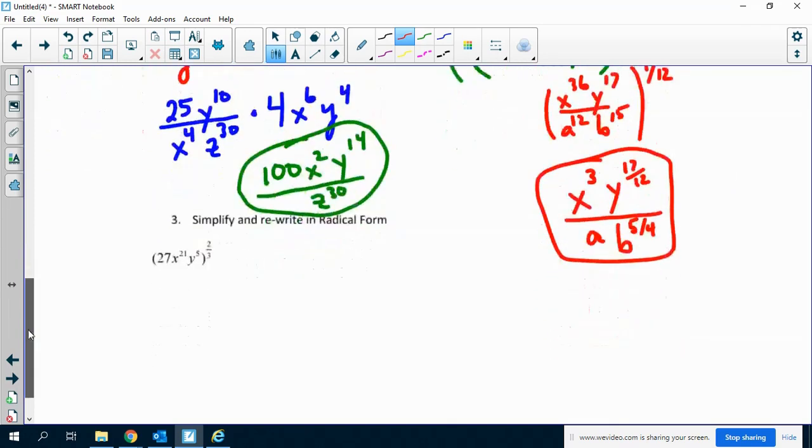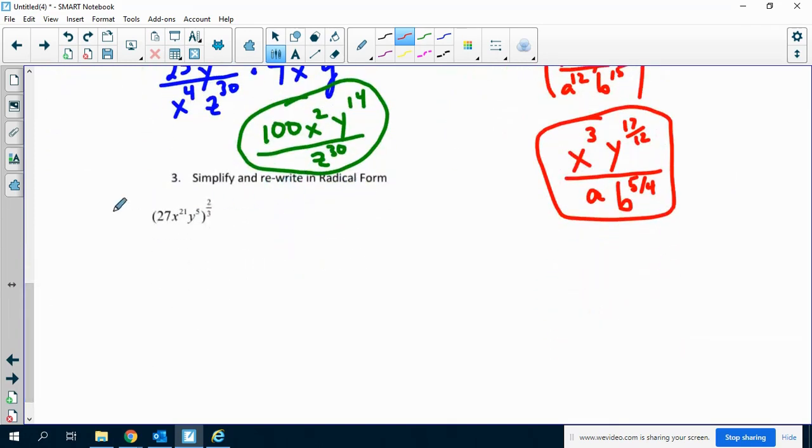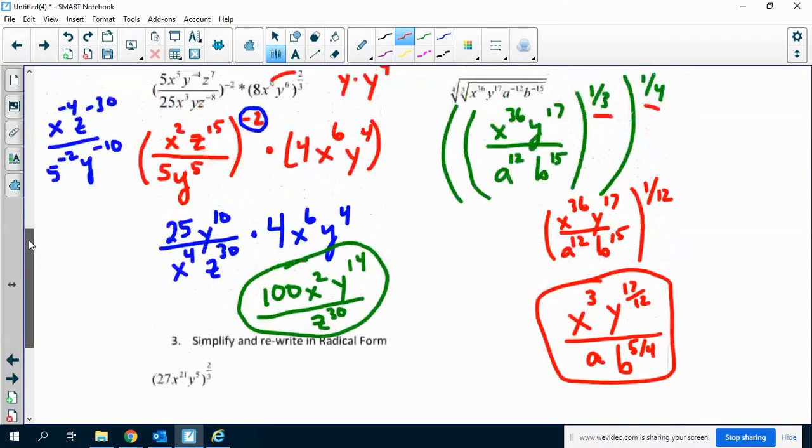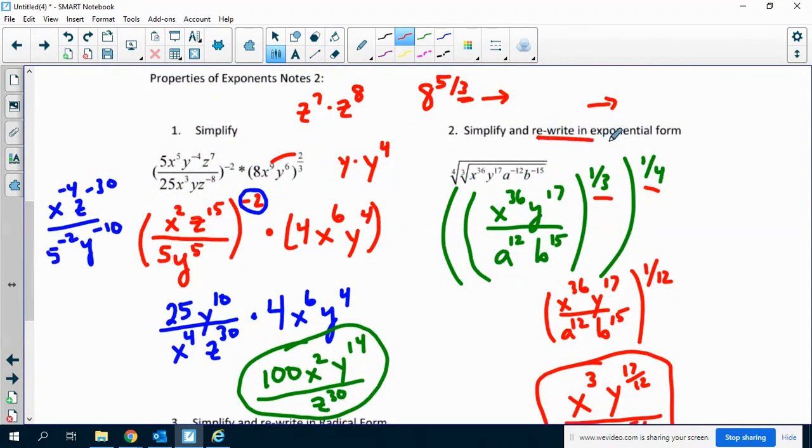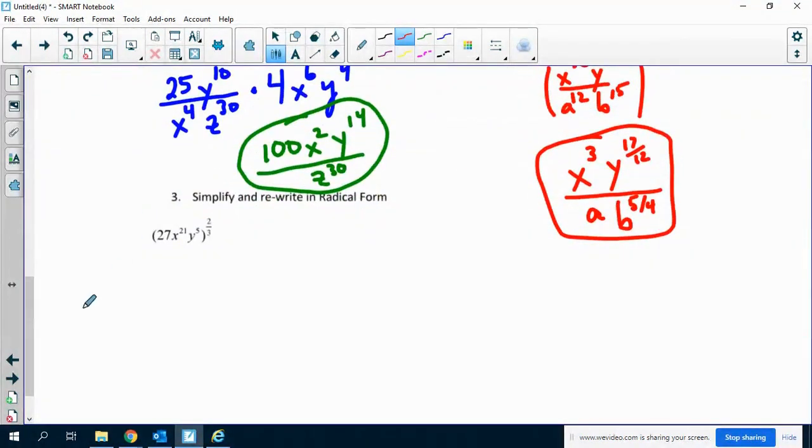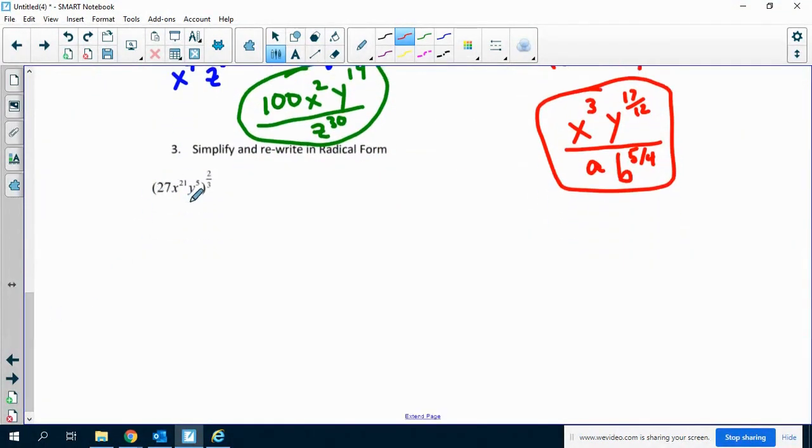Number 3, simplify and rewrite in radical form. Oh yeah, the directions to this were rewrite in exponential form, and I kind of just did it without talking to you about it. But now simplify and rewrite this in radical form. So if I'm going to rewrite it in radical form, actually I'll simplify it first.